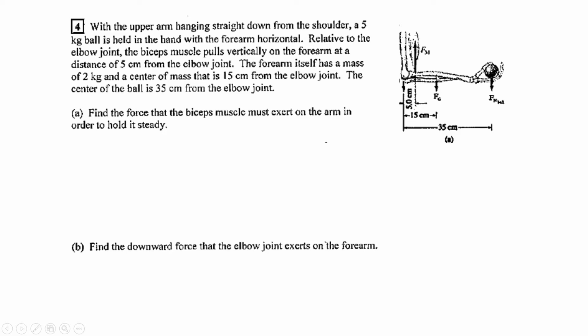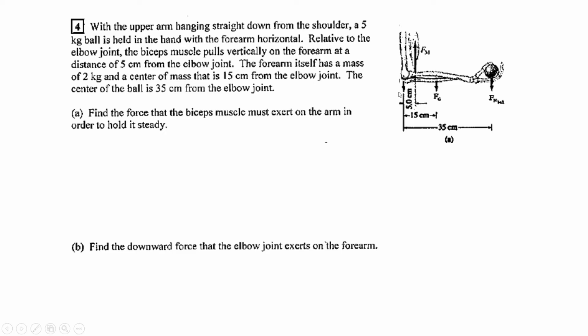The center of mass of the forearm is 15 centimeters from the elbow joint, and we're told the mass of the forearm itself is 2 kilograms. So that's also trying to rotate it in the clockwise direction. So we have all the information we need. If the biceps muscle pulls just the right amount, everything will be in equilibrium. So let's find the force the biceps muscle has to exert on the arm to hold it steady.